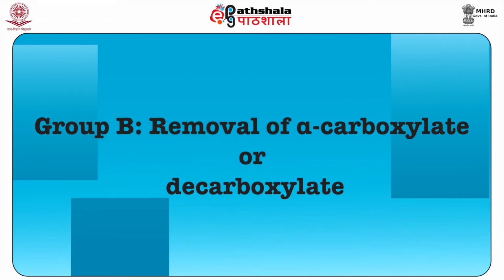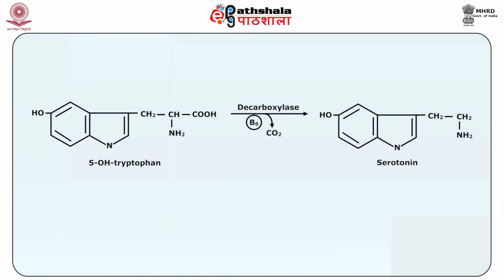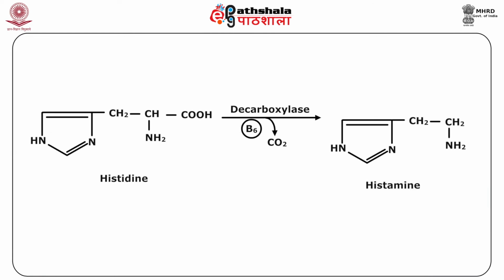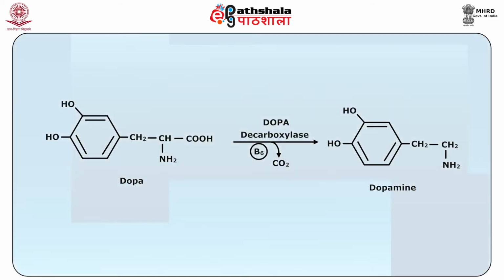Group B reactions include the removal of the alpha carboxylate, or decarboxylation. Several amino acids undergo decarboxylation requiring B6 as a coenzyme. Some important examples of decarboxylation are 5-hydroxytryptophan to serotonin, histidine to histamine, glutamate to GABA, and DOPA to dopamine.